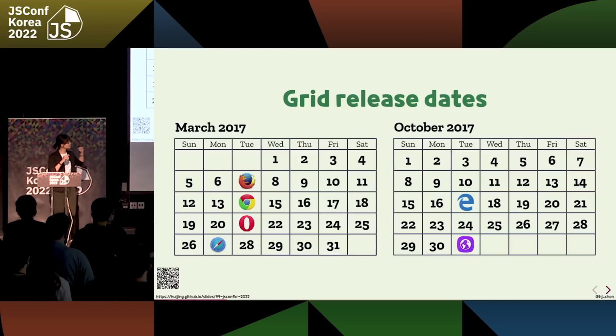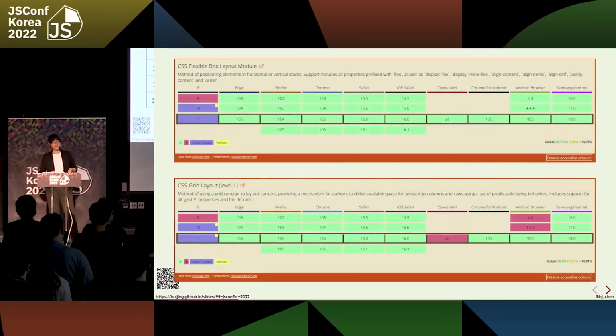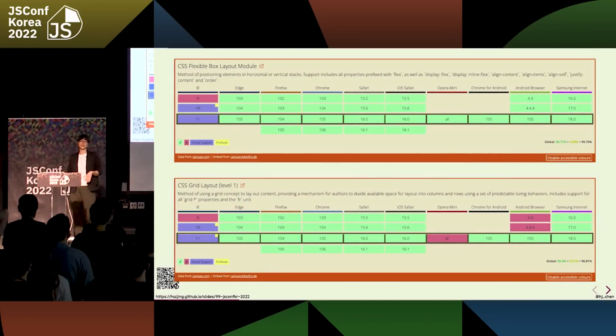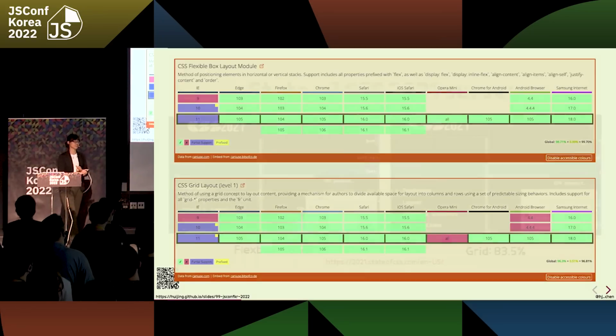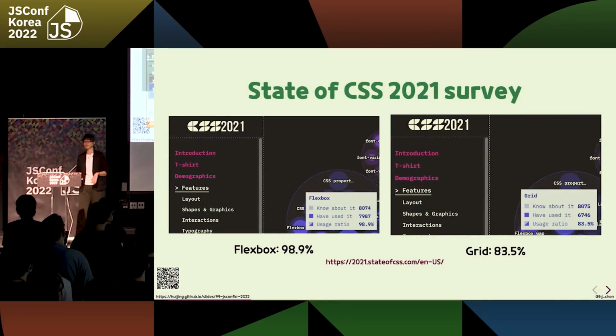So Grid was rolled out in a very coordinated manner in 2017, with the 4 major browsers getting it in March, and by October, even Edge and Samsung Internet got it. So we fast forward to today, 2022, the percentage of internet users surfing the web with browsers that support Flexbox and Grid is overwhelmingly high, way past 98%. So browser support is no longer a valid argument for why adoption rates, I feel, are lower than expected.